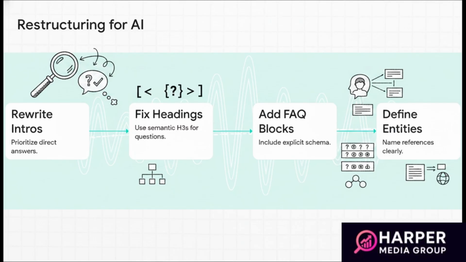You need to rewrite your openings to prioritize direct answers, meaning answer the question first and provide the context second. Implement semantic headings so your H3s represent specific sub-questions. Add explicit FAQ blocks wrapped in schema. And clearly define your entity references rather than using vague pronouns like our company.